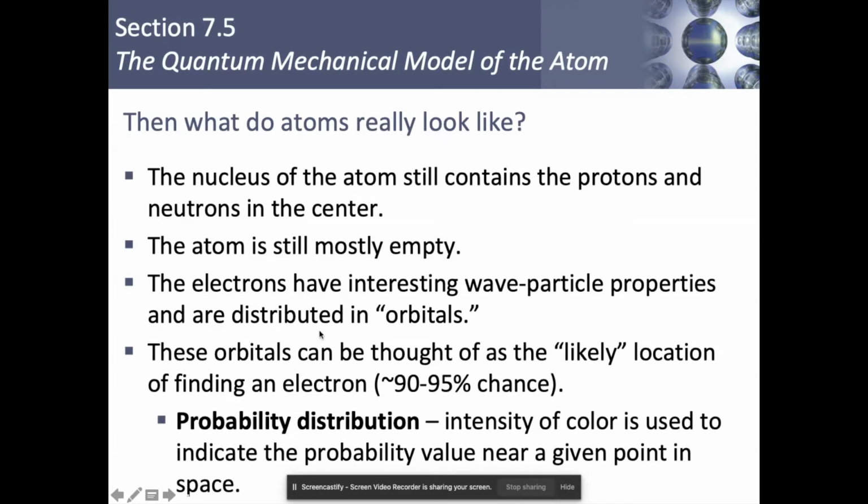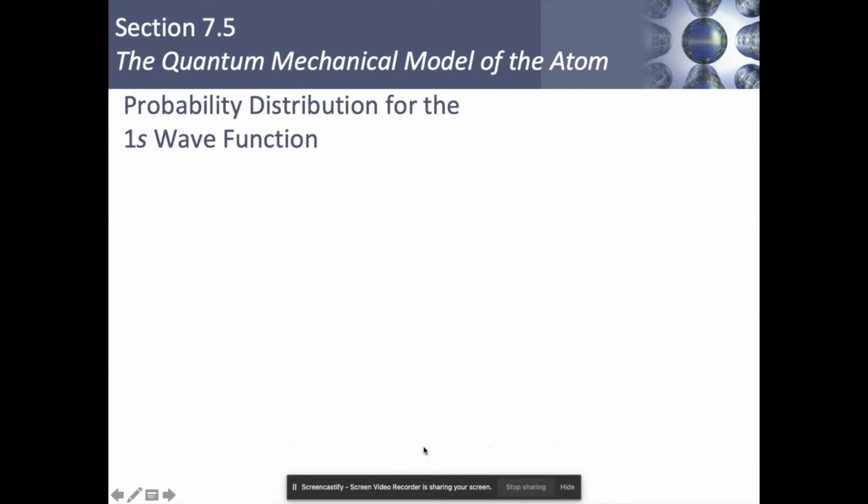And so you can really think of orbitals as probability distributions. I'll show you a picture of what that looks like in a second. But the idea of a probability distribution is it's kind of like a little map, each dot representing a possible location for where you could find an electron. And the more intense the color on the map, the higher the probability is where you would find your electron.